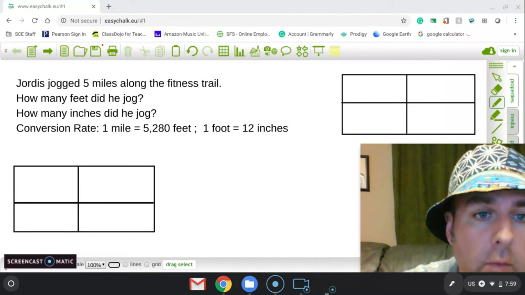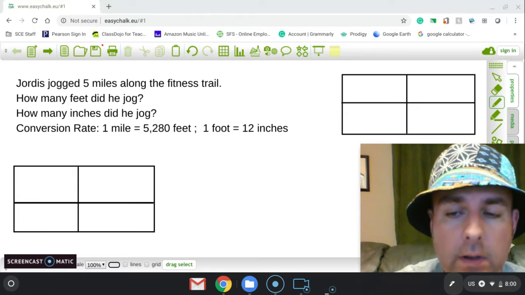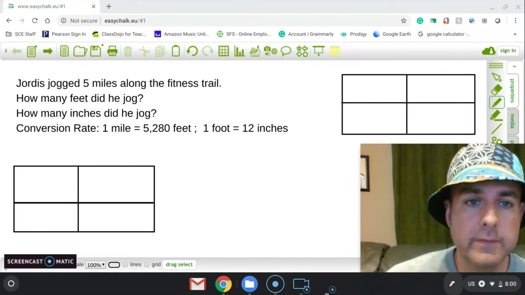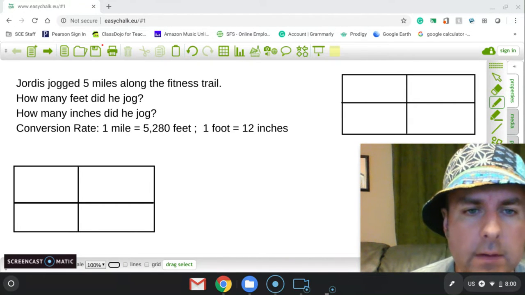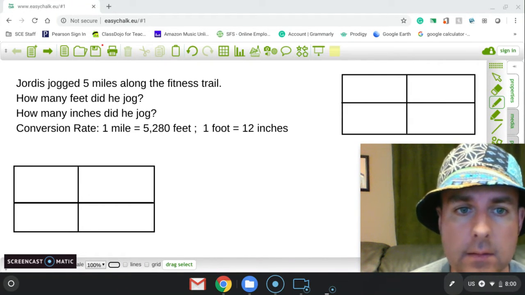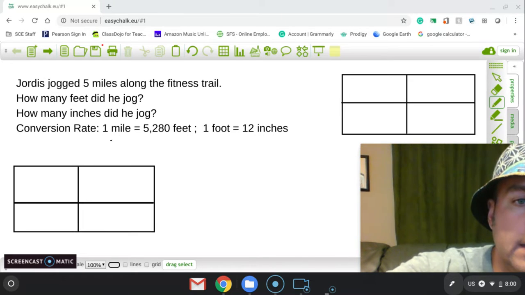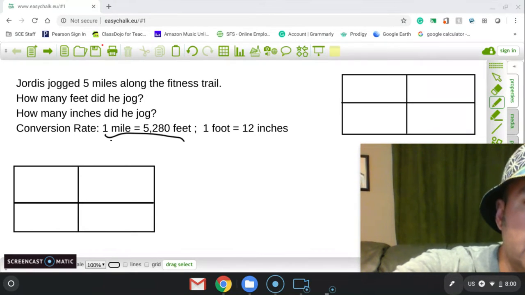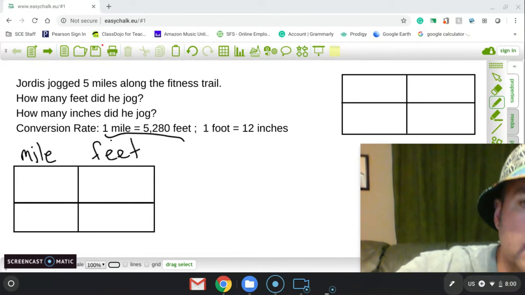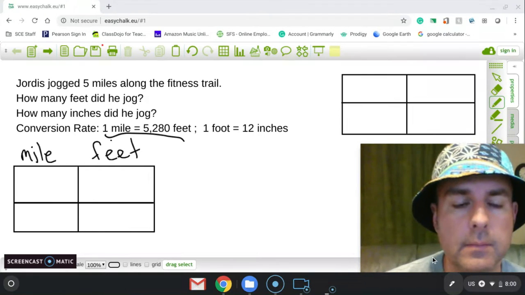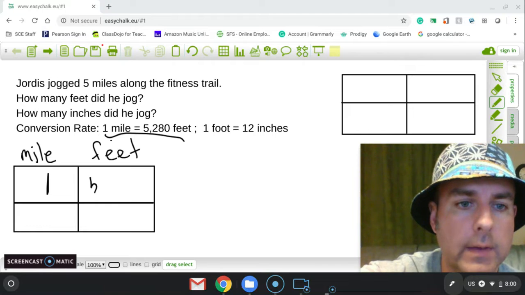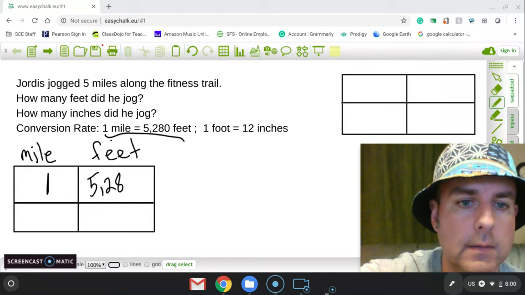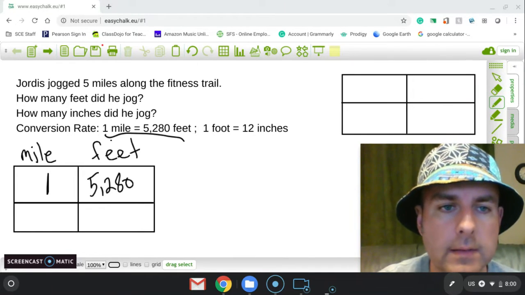I'm just going to look at the first question, and it says, how many feet did he jog? So we need to find the number of feet. Well, what did they give us? They gave us miles. They gave us 5 miles. So do we have a conversion rate that says miles and feet? Yes, we do. It's right here. And so I'm on my box. I'm going to go ahead and write those conversions, miles and feet. And then what I'm going to do is I'm going to fill in that conversion rate. So 1 mile equals 5,280 feet.